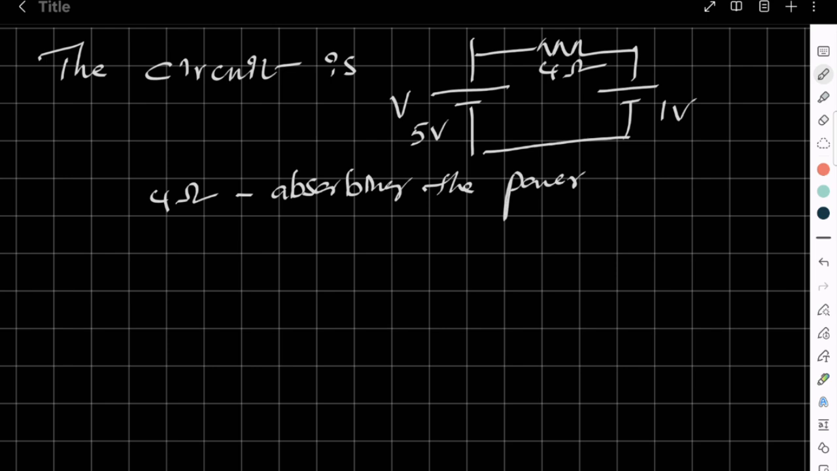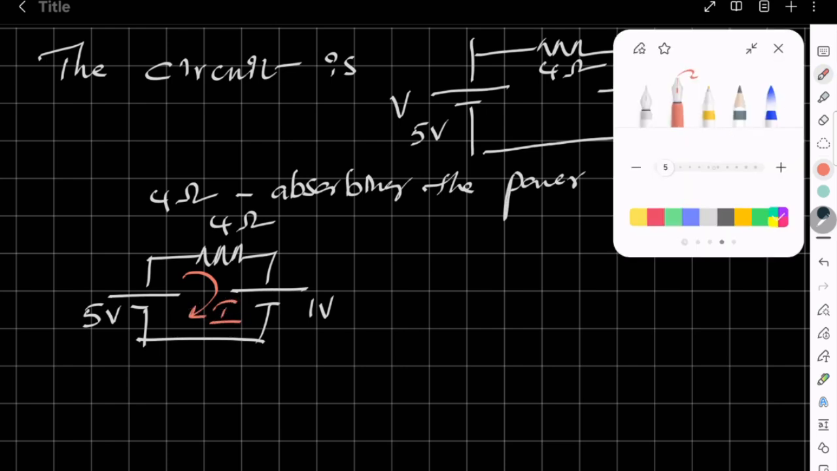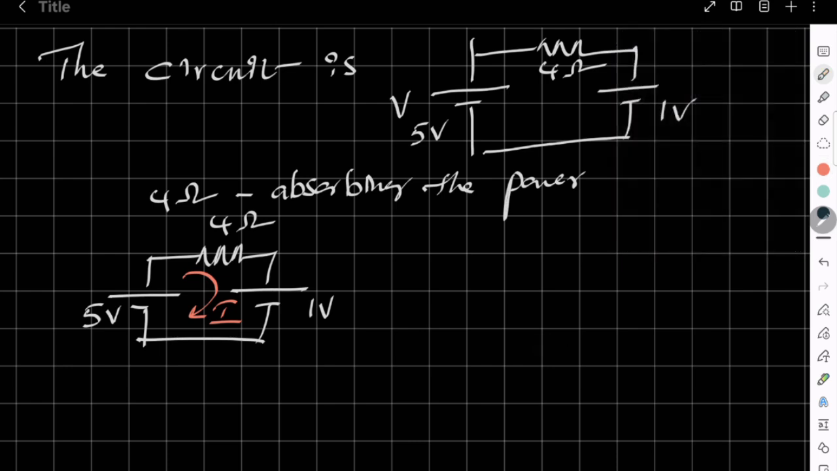First, we will calculate the current which is passing in this particular circuit. These three elements are in series only, so the same current is passing. So the given circuit can be redrawn. I have taken the original circuit now, and we can assume current I is passing in this circuit in the clockwise direction. You can take anti-clockwise also. There is no rule to take the clockwise direction.